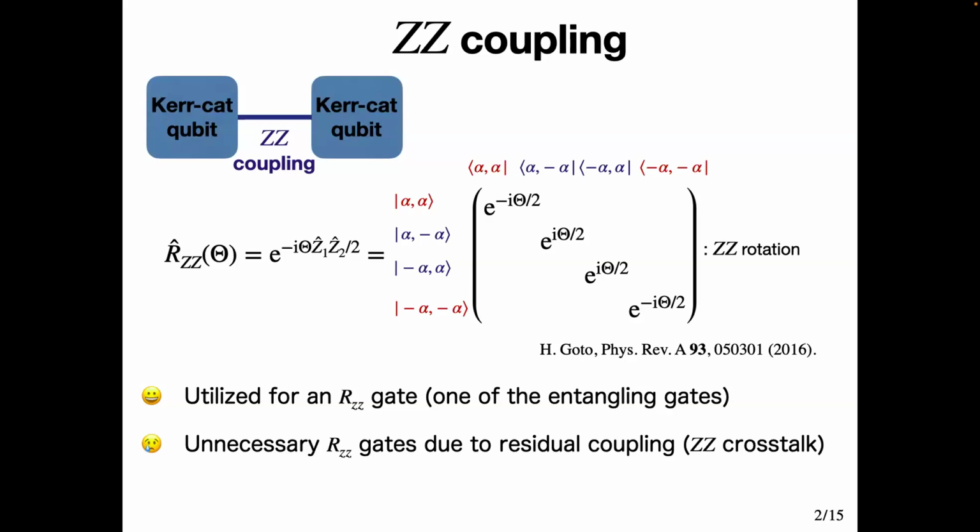And a typical coupling between Kerr-cat qubits is a ZZ coupling. And this ZZ coupling can be utilized for an RZZ gate, ZZ rotation. And the operator of the RZZ gate is defined here. And this RZZ gate is one of the entangling gates. However, if we cannot switch off the ZZ coupling, there occurs unnecessary RZZ gates due to the residual coupling called ZZ crosstalk.